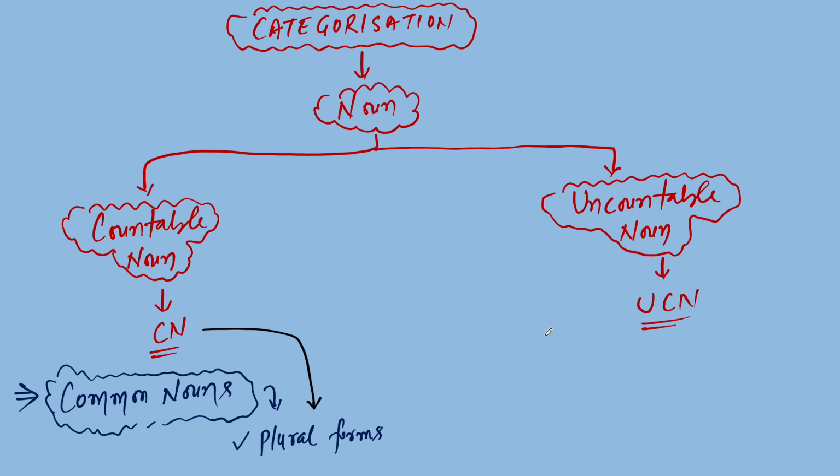Come to uncountable noun. Which sort of nouns are uncountable nouns? Out of all the kinds of noun, as we have discussed about five kinds of noun, out of five we have taken one, that is common nouns. So the rest of all the types of noun are known as uncountable noun, because we cannot convert all those kinds of noun into plural form directly. Is it clear?